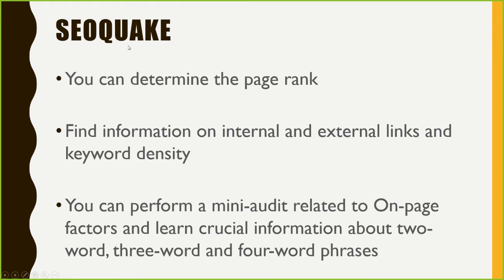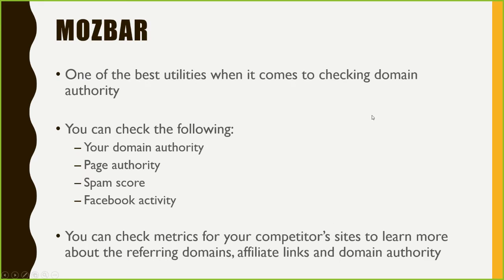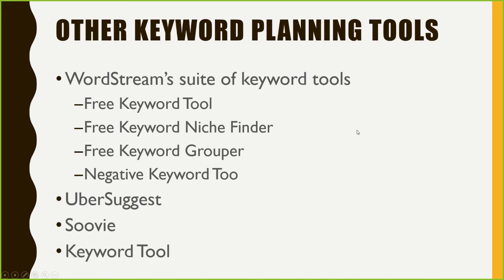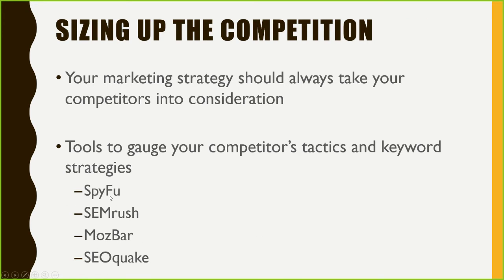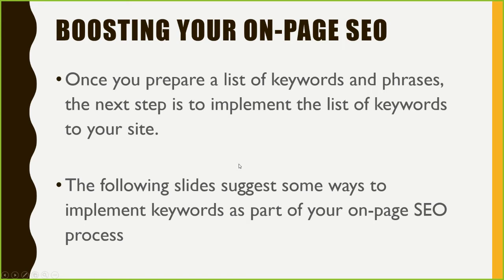SEO Quake is similar to Mozbar, where you can determine page ranks and domain authorities as well. You can get more information on links just like the other ones. And then, let's see here if I can pull this guy up. Great. Okay, so I might need to install that too. But again, these tools are all pretty similar, so try them all out. I think SpyFu is going to be the best for us right now just because it's free and in the browser. But all these tools function a bit differently, though they're also pretty similar, with some overlaps as well.